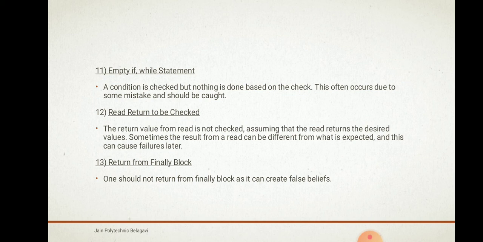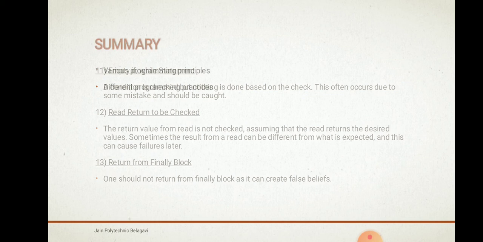The twelfth one is read return to be checked. The return value from a function is not checked, assuming that the read returns the desired values. Sometimes the result from the read can be different from what is expected, so it can cause failures. The return value should be checked properly. The thirteenth one is return from finally block. One should not return from a finally block, as it can create false beliefs.